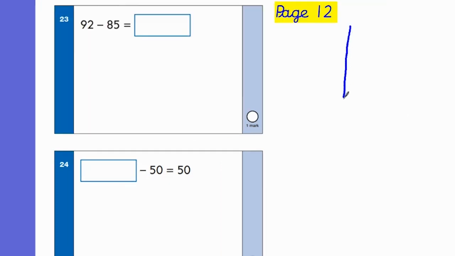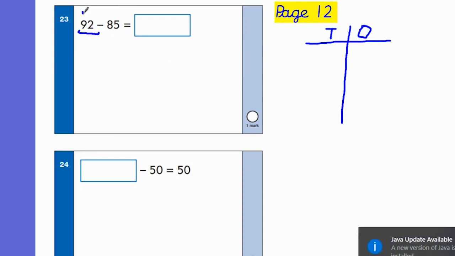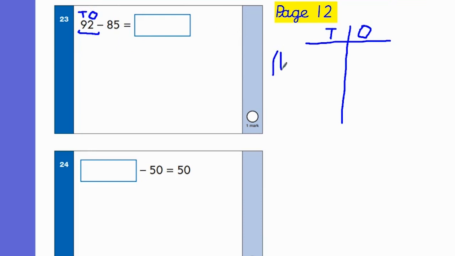So for this one, I'm going to draw my 10s and 1s grid as before. And first of all, I'm going to start off by making this larger number. So 92. We have 9 10s and 2 1s. So 10, 20, 30, 40, 50, 60, 70, 80, 90, and then the 2 1s, 1, 2. Check the operation. So we've got a subtraction question. So I'm going to be taking away this number 85, which is made up of 8 10s and 5 1s.